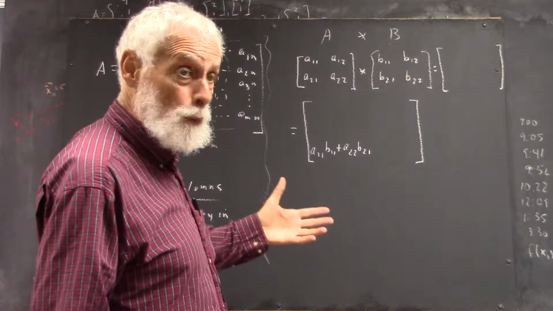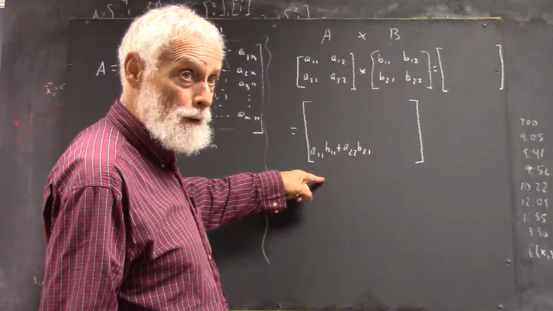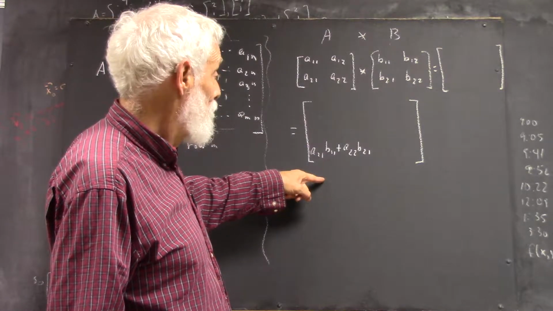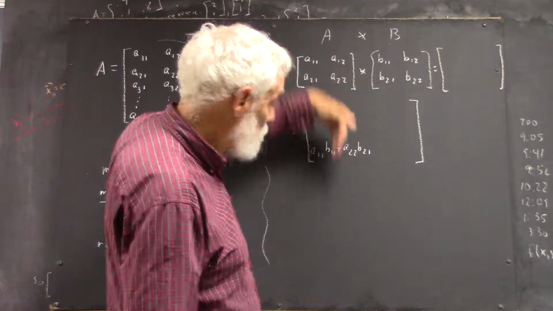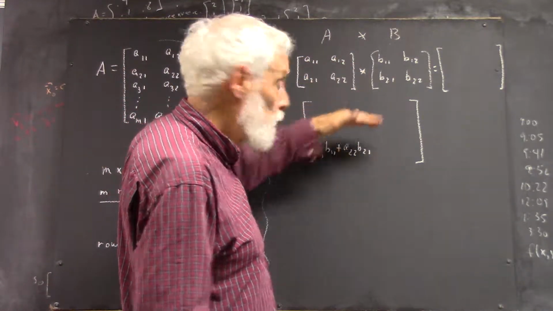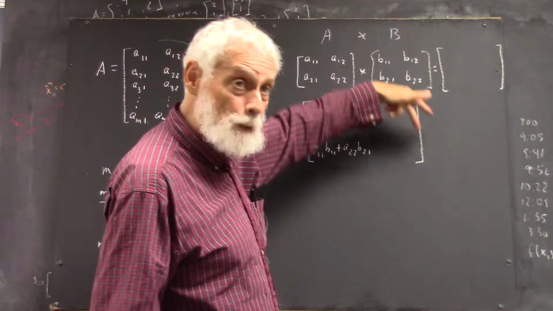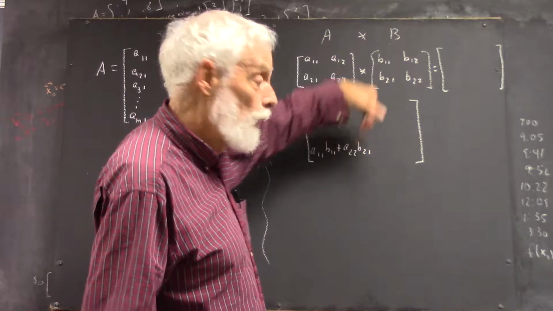And where does it go? Why did I put it there? Because it's in the second row in the first column. You know that since you have two rows, you're going to get two rows down here. And since there are two columns to multiply each of those rows by, you're going to get two columns.